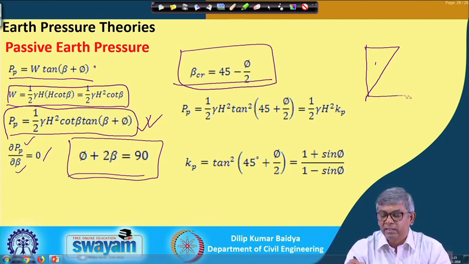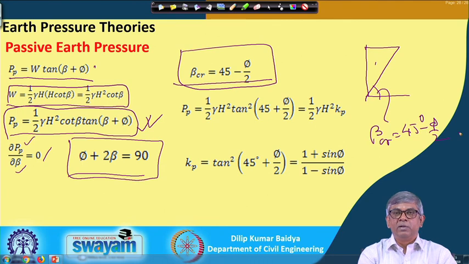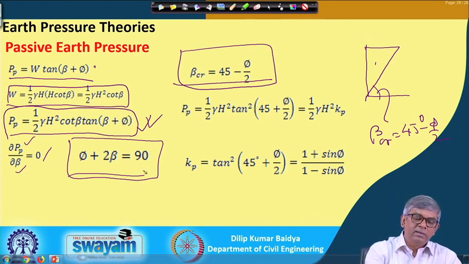Now, that means this angle, beta critical, will be equal to 45 degrees minus phi by 2. So, what I told you in the previous module is based on our knowledge that in the passive case your failure plane will make an angle with the horizontal of 45 degrees minus phi by 2, whereas in the active case it will be 45 degrees plus phi by 2. Now, mathematically we could prove what the angle of inclination of the failure plane is in the passive case.